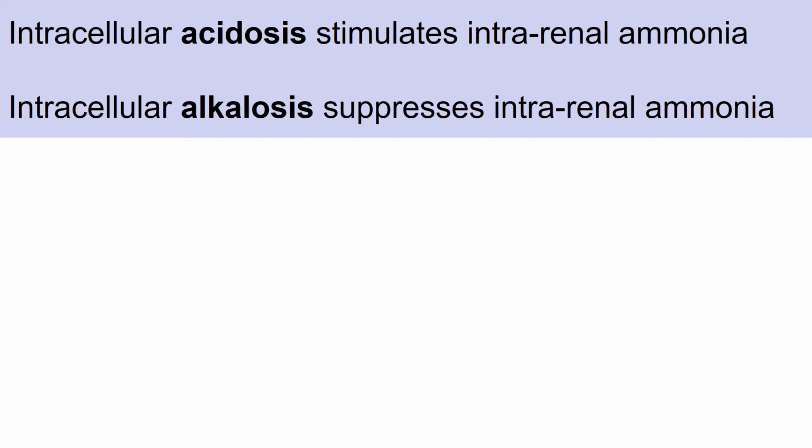Intracellular acidosis stimulates an increase in ammonia generation by the kidney, and that's needed because whenever the cell is more acidemic or acidotic, it needs to reverse that process by losing hydrogen from the body, and it increases ammonia generation, which will result in doing so. But intracellular alkalosis suppresses ammonia generation, right?